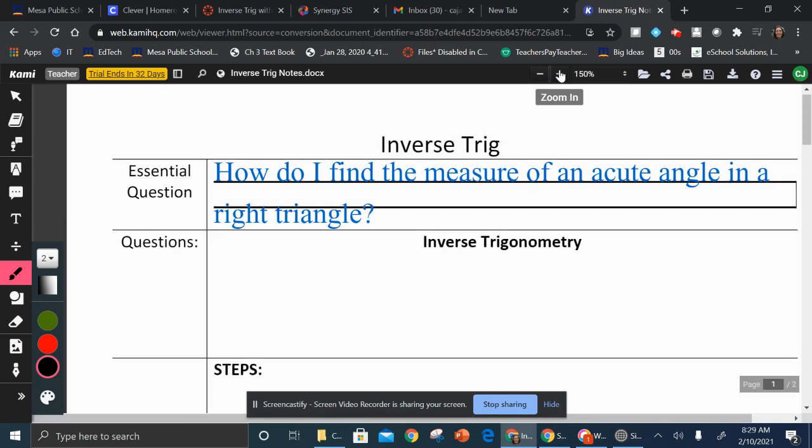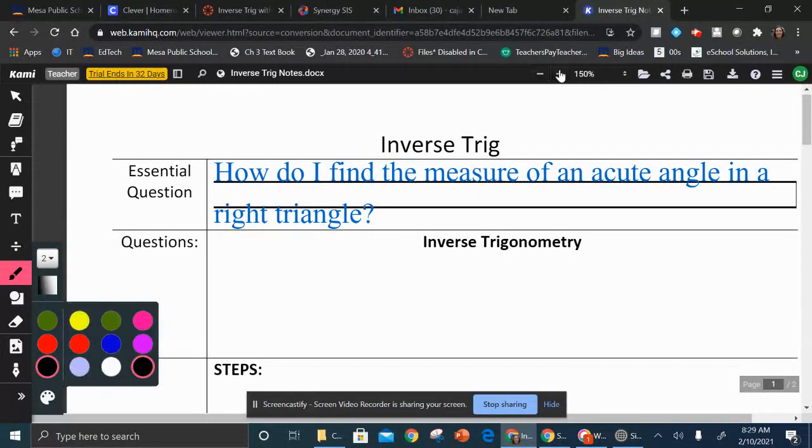Okay, so today we're going to work on how to find the measure of an acute angle in a right triangle. So we're going to work on inverse trigonometry. Okay, so that's our essential question.